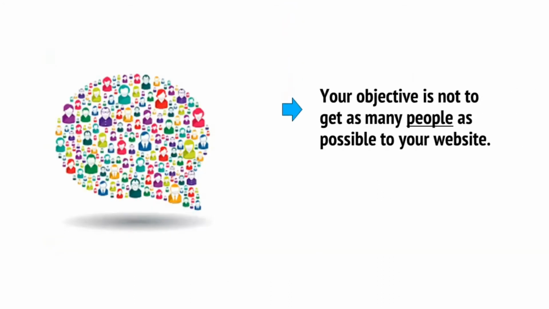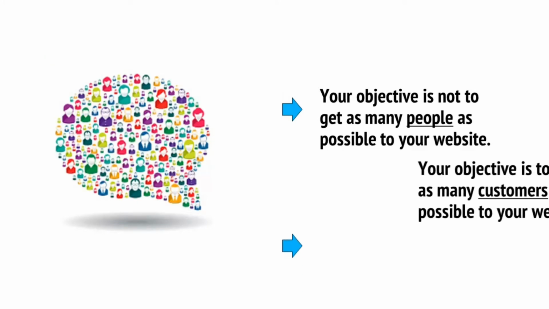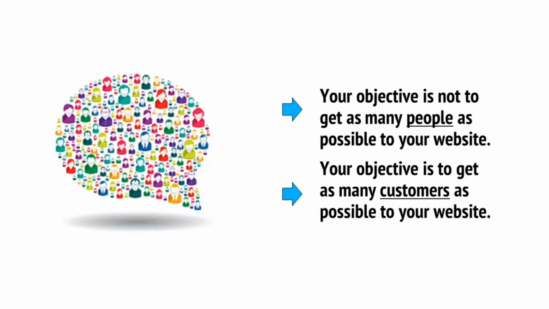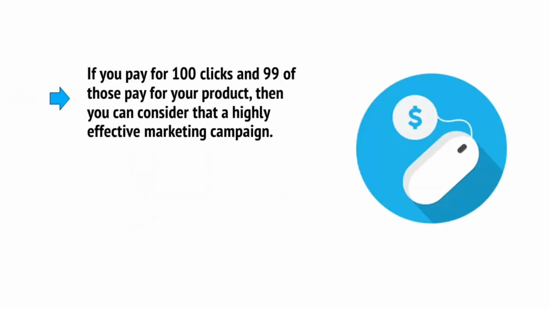The objective is not to get as many people as possible to your website. Your objective is to get as many customers as possible to your website. In other words, you need to get traffic that's going to convert, and you actually want to dissuade all other people from clicking on your ads wherever possible. If you pay for 100 clicks and 99 of those pay for your product, then you can consider that a highly effective marketing campaign.